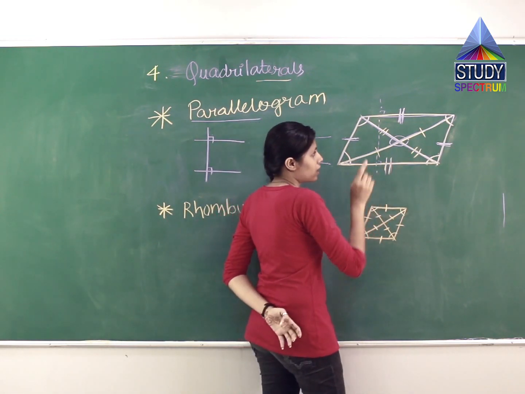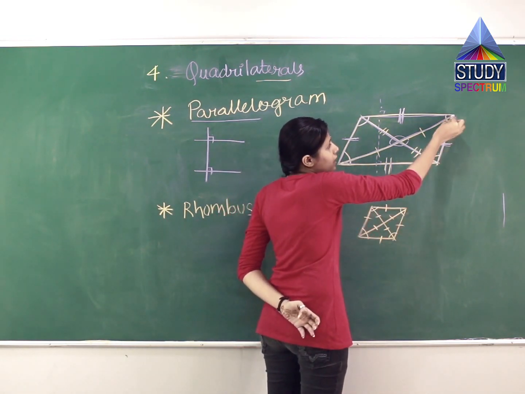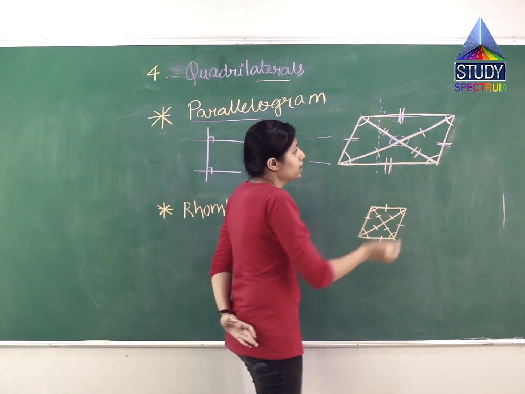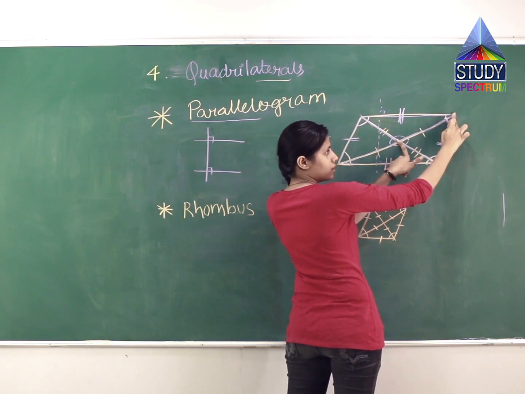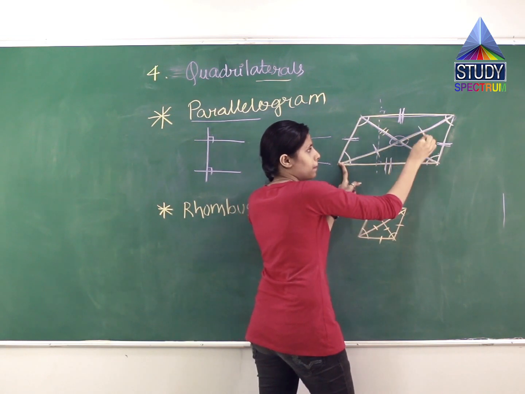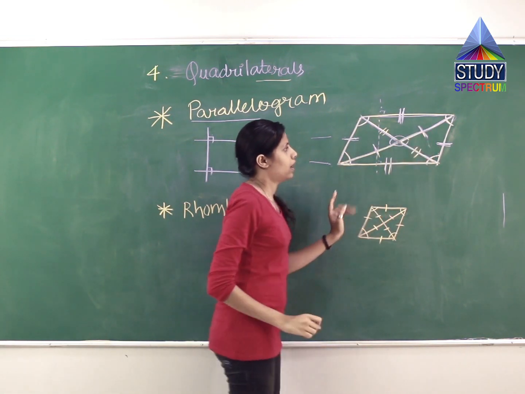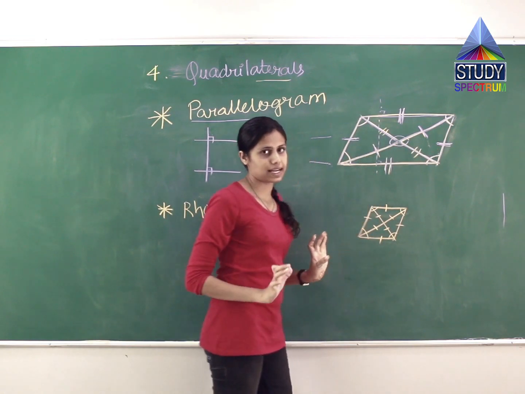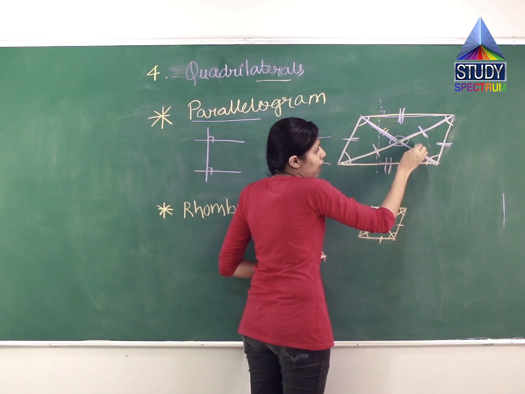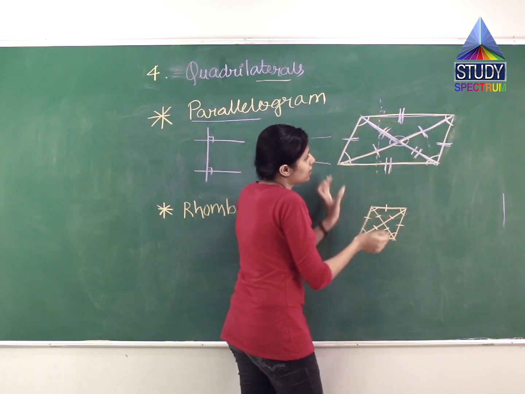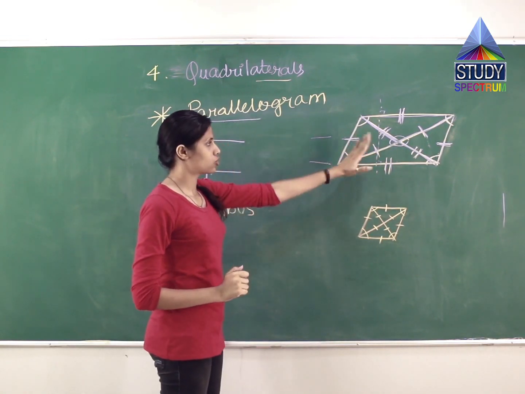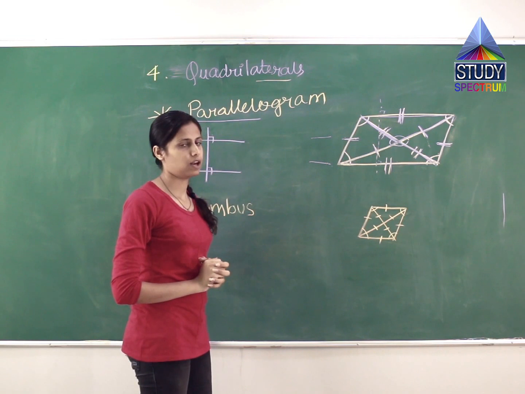Now, another property of a parallelogram is that the diagonals are equally bisected. The length of this arc and this arc is the same. Understand? They bisect each other equally. Over here, this part and this part are also equal in length. Look. Understand? So these are the properties of a parallelogram.